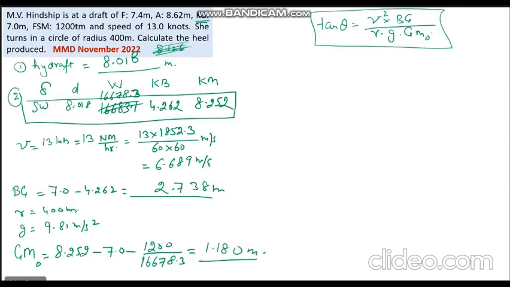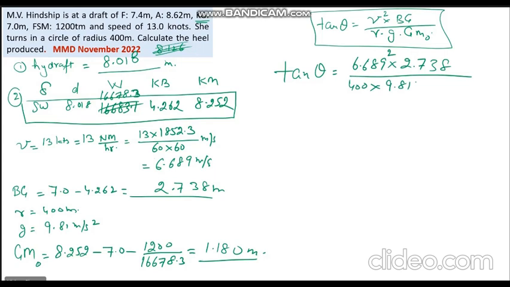Now we have everything that is required in the formula. It just needs substitution and tan inverse. Tan theta is equal to 6.689 square into 2.738 upon 400 into 9.81 into 1.180. This gives us theta, you can give me in degrees up to 3 decimal places. 1.51 for opposite.